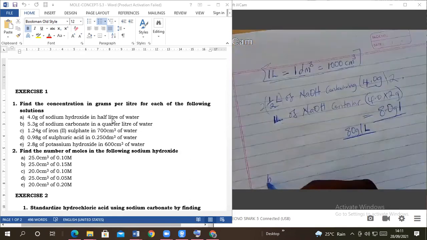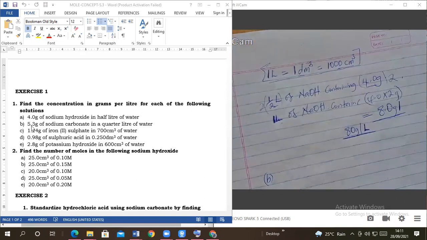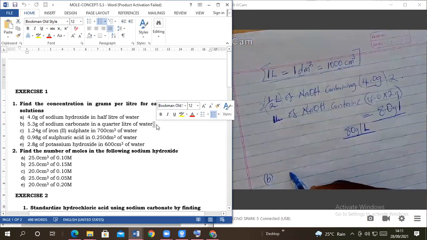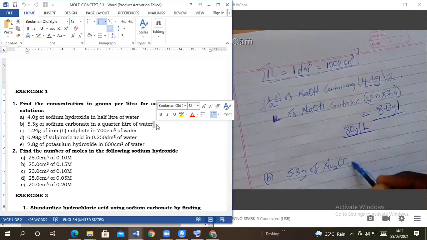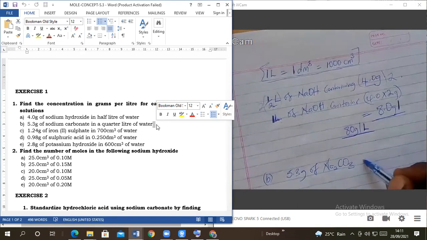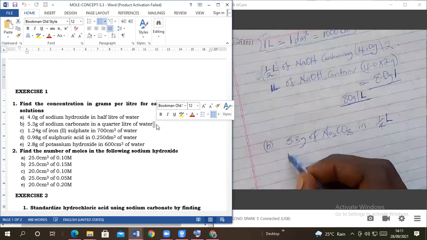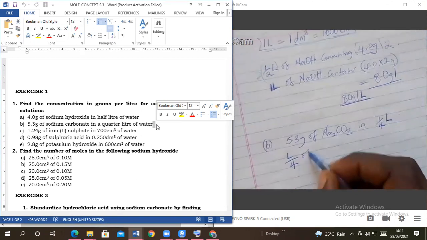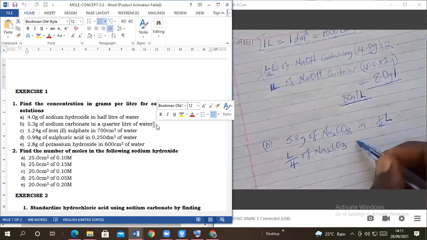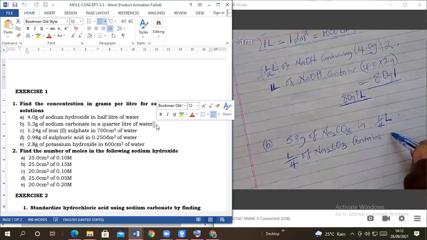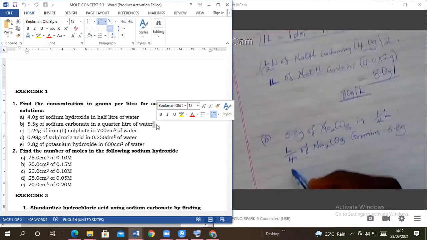Let's look at B part. They want the concentration in grams per liter. They are saying find the concentration in grams per liter of 5.3 grams of sodium carbonate in a quarter liter. So what does a quarter liter, that's 1 liter divided by 4, of sodium carbonate contain? 5.3 grams. What about 1 liter?